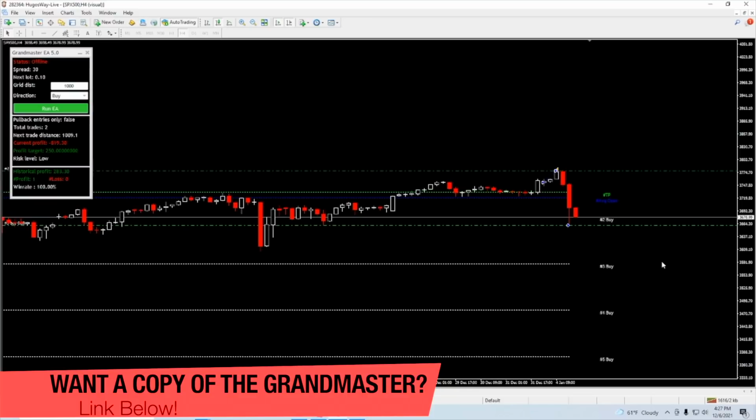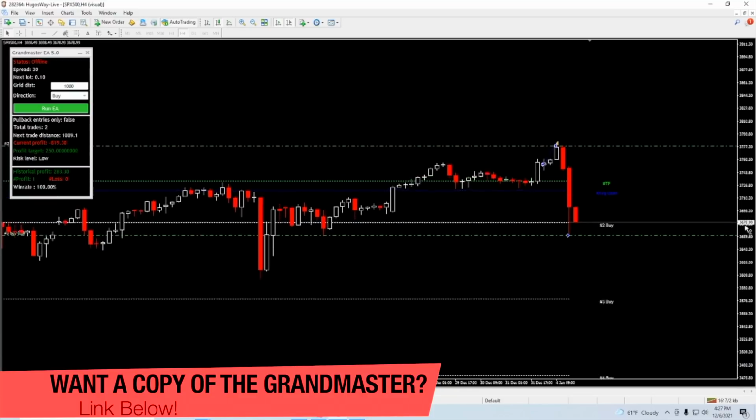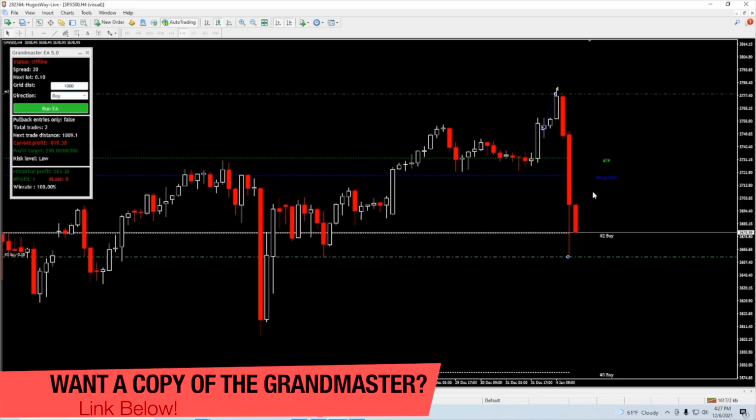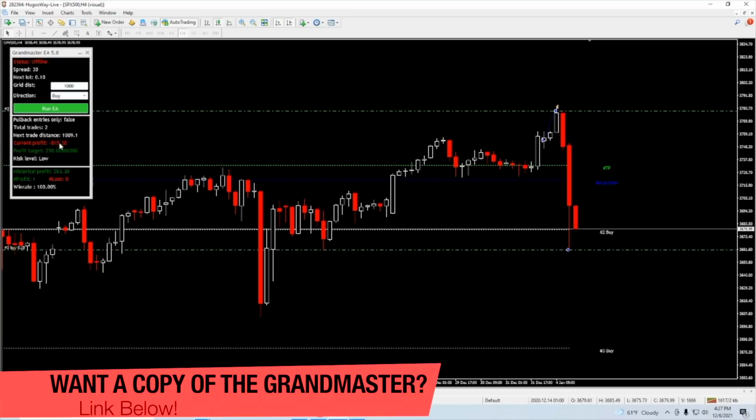And these positions, when I run the system, I keep them very, very small. What this allows me to do is build a position on something that I have a bullish bias on at several different levels or layers. So right now, we can see that we have a grid distance here of about 1,000 pips.